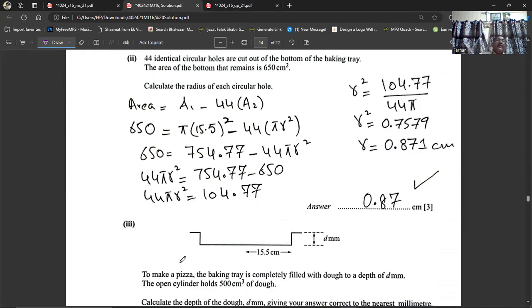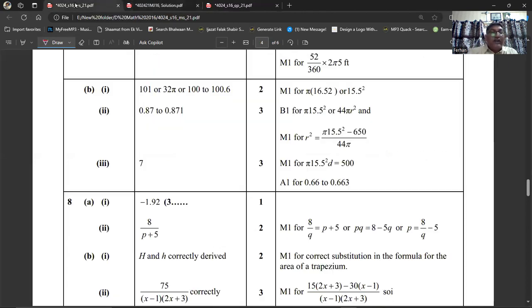So area 1 is pi times 15.5 square, minus 44 pi r square. The area of the small circles which we have made holes there, we don't know the radius. This is our question. So you will have 650 equals 754.77 minus 44 pi r square. So 44 pi r square equals 754.77 minus 650, which is 104.77. So r square equals 104.77 divided by 44 pi, which is 0.7579. Taking the square root on both sides, r equals 0.871 centimeter. So 0.87 is the right answer, sir.